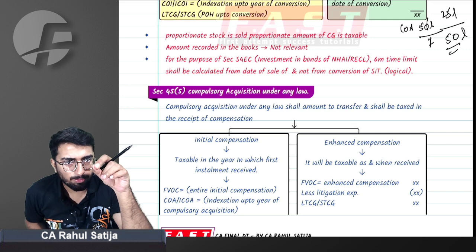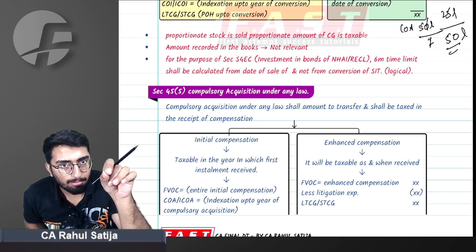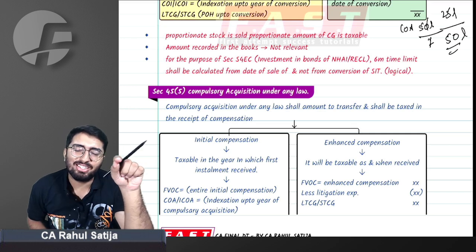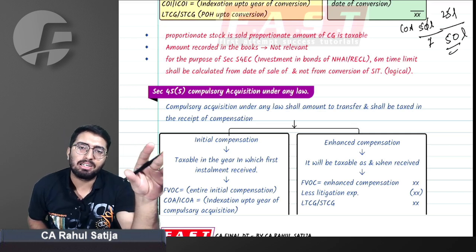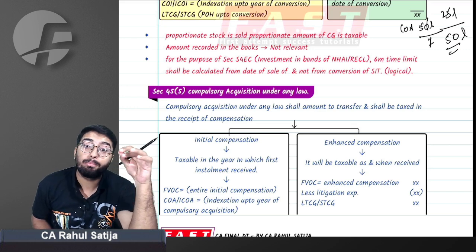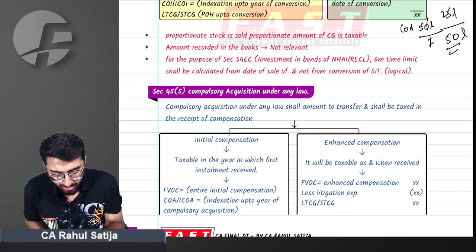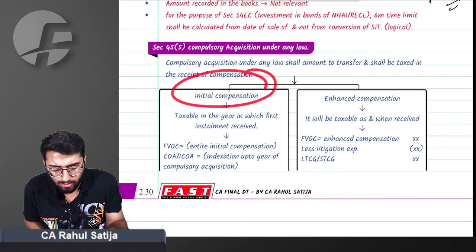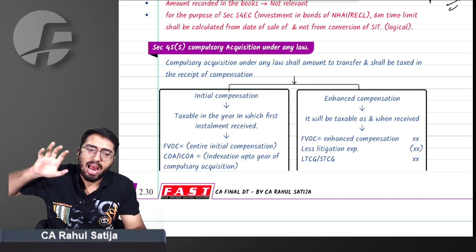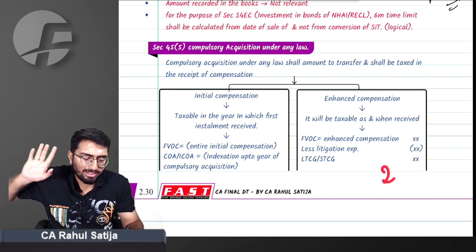Therefore, it is an exception where transfer has taken place in the year in which the asset is compulsorily acquired, but it shall be taxed in the year in which compensation is received. So for that matter, we decide two types of compensation. For example, my house was compulsorily acquired and I was awarded compensation of 20 lakh rupees.